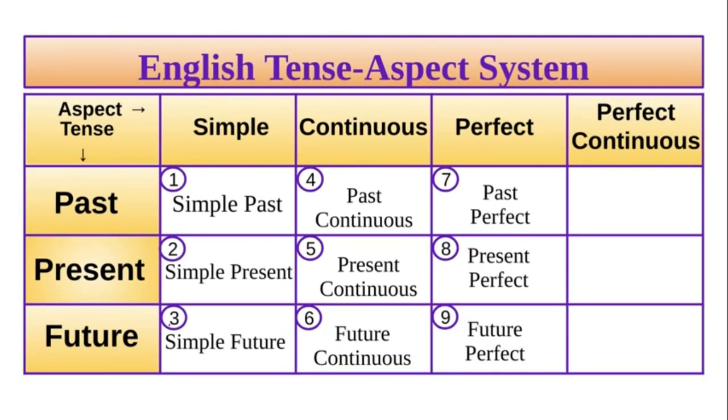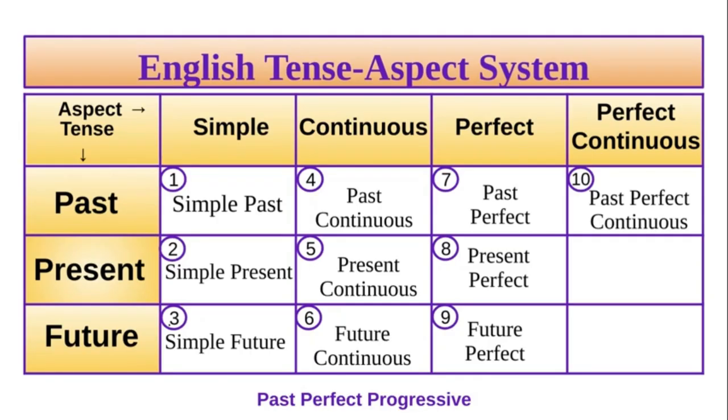The next English tense aspect combination, past perfect continuous, also called past perfect progressive.